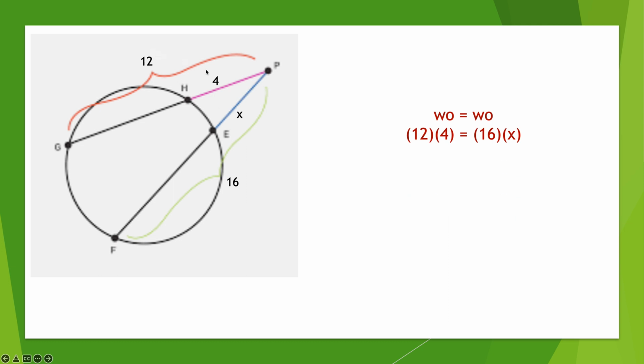So 12 times the outside piece 4 is going to equal 16, the whole piece, times the outside piece x. 48 is 16x. Dividing by 16, x is 3. Your turn.